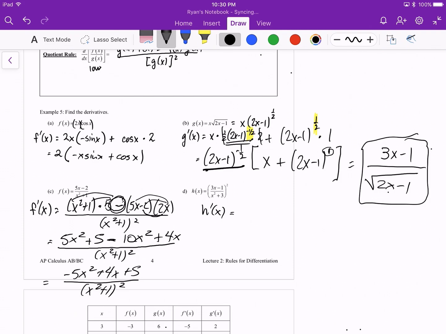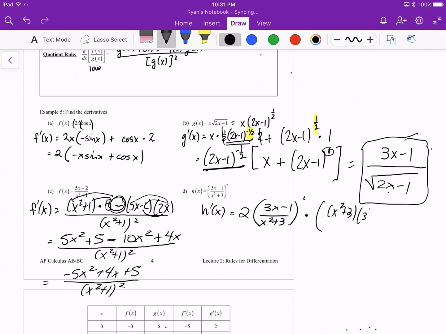is the square. So I'm going to bring the 2 into the front, rewrite the parentheses just the way that I see them. So 3x minus 1 over x squared plus 3. That, of course, would be to the first power since I reduced the exponent by 1. And then I'm going to multiply by the derivative of the parentheses, or the inside function, and that's going to require the quotient rule.